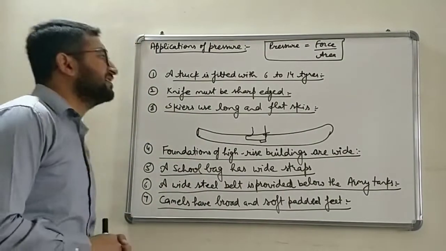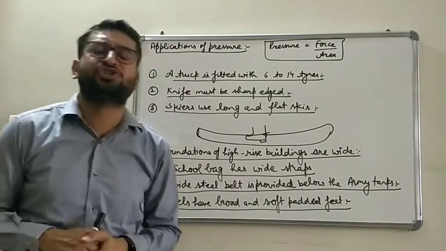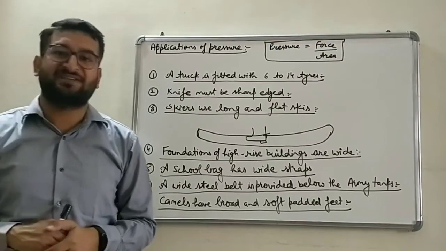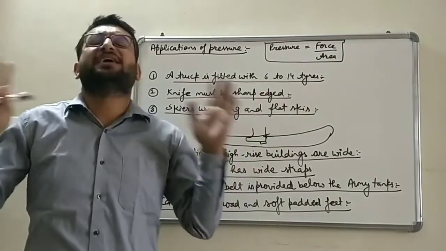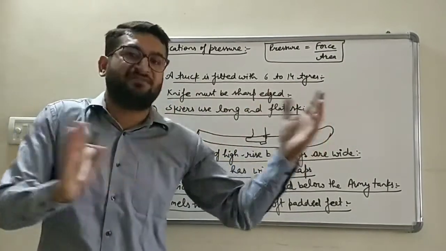The first one is a truck. A heavy truck is fitted with 6 to 14 tires. You must have seen the long trucks, bachche. They are fitted with 6 to 14 tires. They have multiple tires.